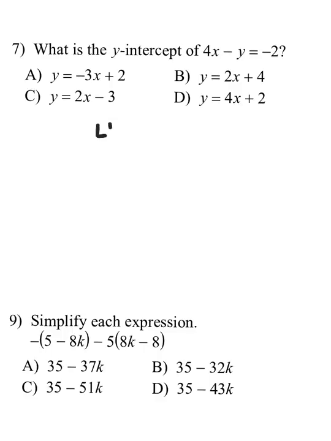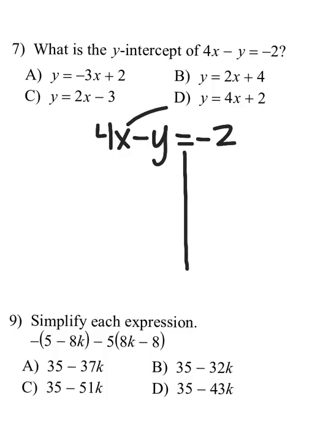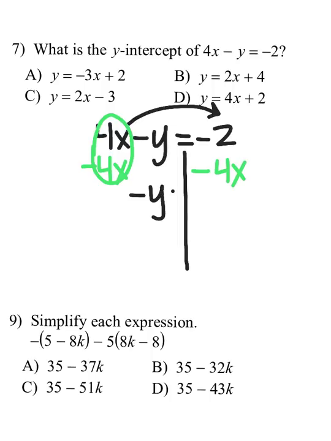So I have 4x minus y equals negative 2. Build your wall, and remember when we're going from one side to the other, we need to do the opposite. So right now I see a positive 4x, so I'm going to subtract 4x from both sides. And when I do that, I do get the 0 over here, which is what I'm wanting. I want that negative y all by itself.